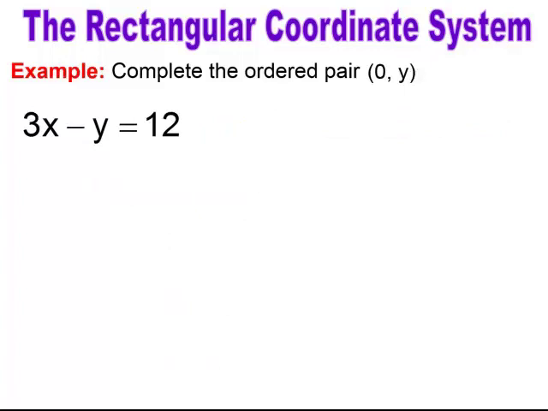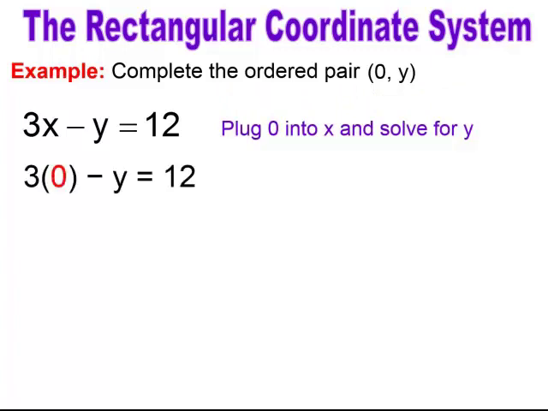Again, another example, I'm given my x value now and I have to find my y value. So I'm going to take the value that's given for x and substitute it into the x value of the equation, and then I'm going to find my y. So 3 times 0 is 0, so I'm going to be left with a negative y equals 12. And I need to divide through by a negative 1, and I'm going to get my y value equals a negative 12.